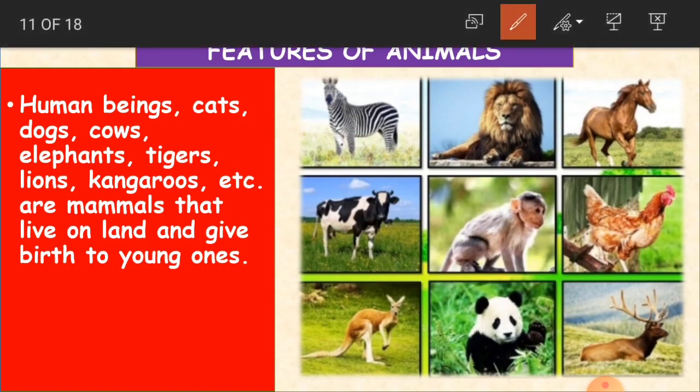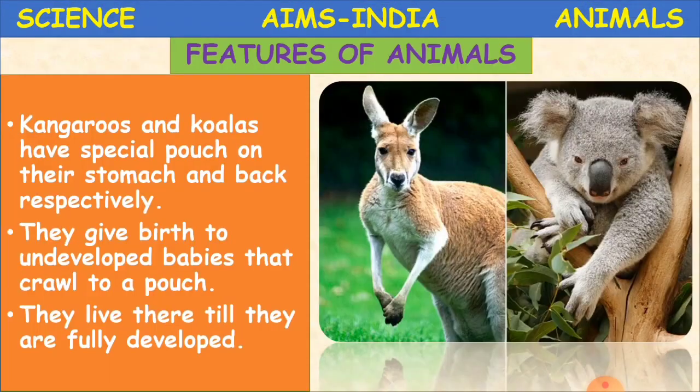Okay, children, even human beings are also mammals. Why? Because we give birth to the young ones and we feed them with milk. Same like that, other animals, as you observe in the picture here, like zebra, lion, horse, cow, monkey and all these are also what? Mammals, okay, children. So these also produce young ones. Clear? Now we'll learn about kangaroos.